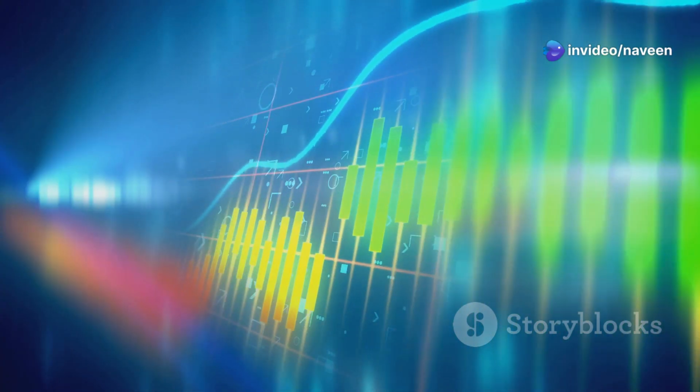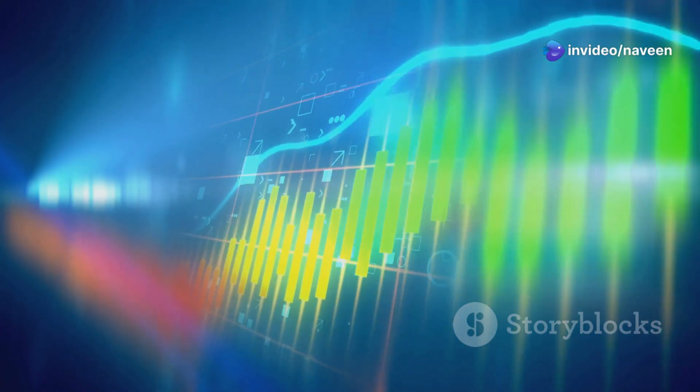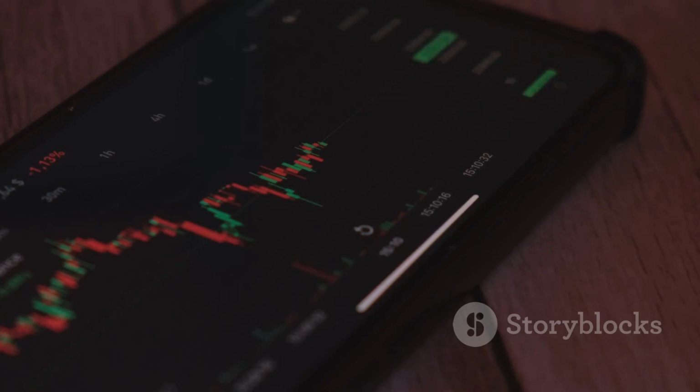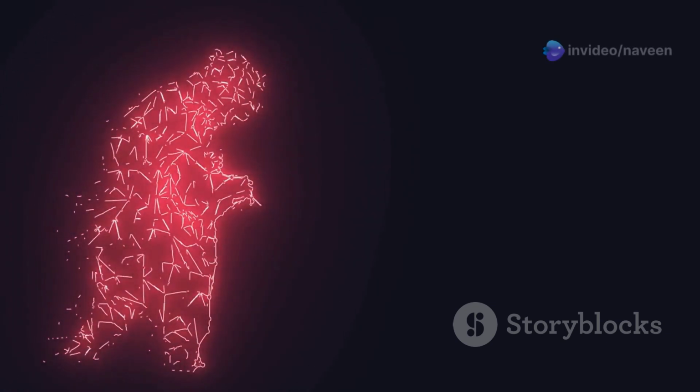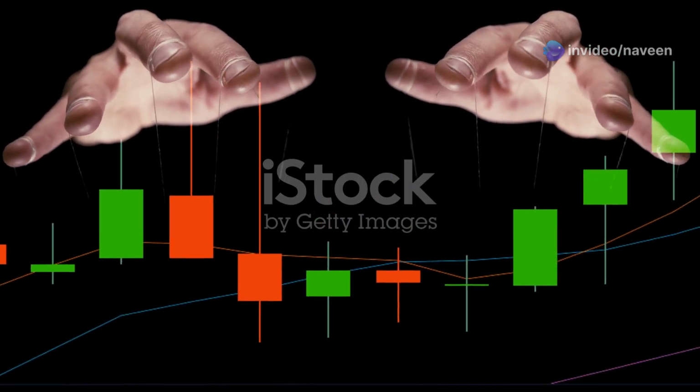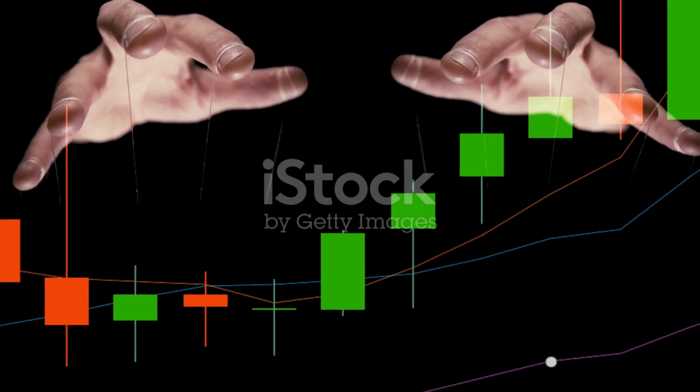A long green candlestick indicates strong buying pressure. This is where the close is significantly higher than the open. Conversely, a long red candlestick suggests strong selling pressure. Here, the close is much lower than the open. Short candlesticks with small bodies, on the other hand, indicate indecision or consolidation.